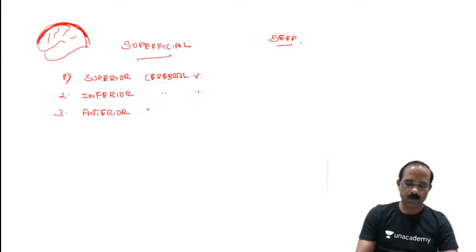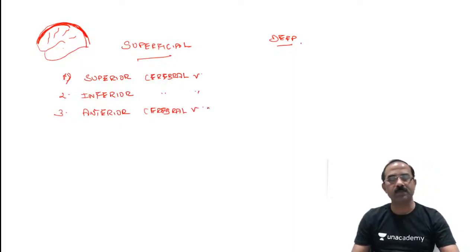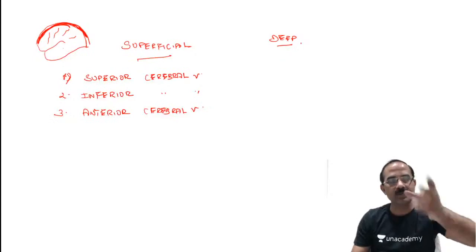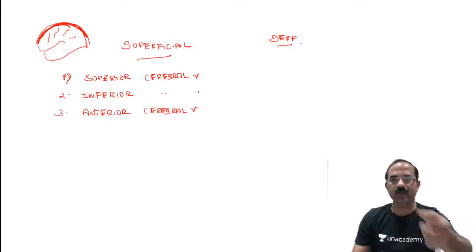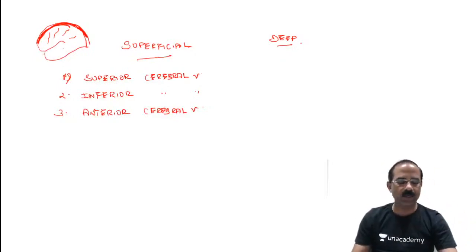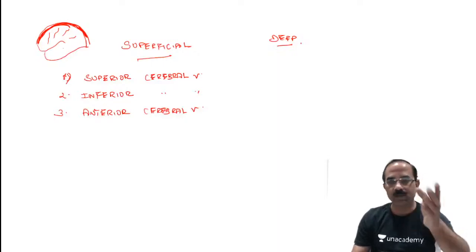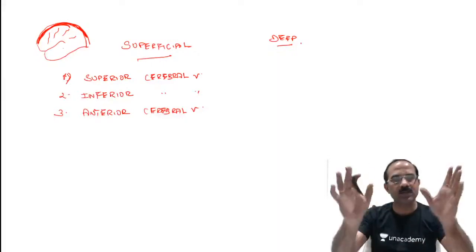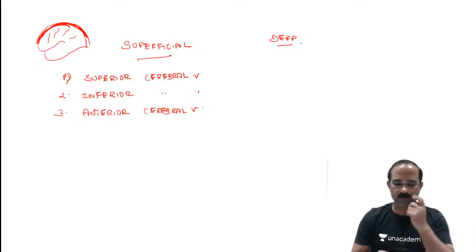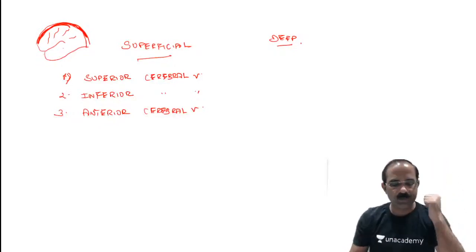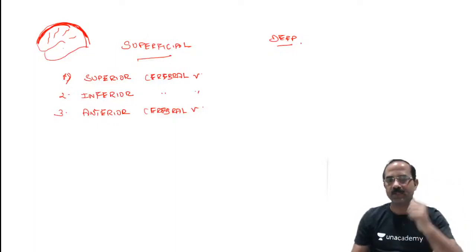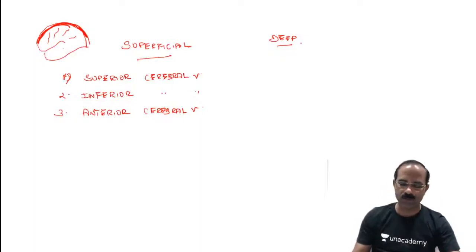Third one is the anterior cerebral vein. Now this anterior cerebral vein, where does it lie? It lies in the medial surface of the brain, in the callosal sulcus. It drains the medial surface of the brain. Okay, I'm just telling you the superficial veins. So the superior cerebral veins, the inferior cerebral veins, the anterior cerebral vein drain the medial surface.